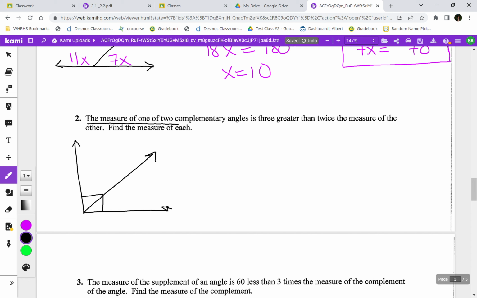If at any point I lose anybody, please just tell me to stop. I'm happy to go back and re-explain. All right, now what we're going to do is pick one of these angles and call it x. Doesn't matter which angle you call x. So I'm going to go to the bottom angle, I'm going to call it x. And now the other angle is going to be based on the words. So it says 3 greater than twice the other. So how am I going to represent 3 greater than twice x? James? Good. 2x plus 3. You got it.